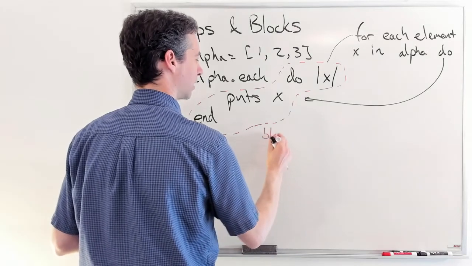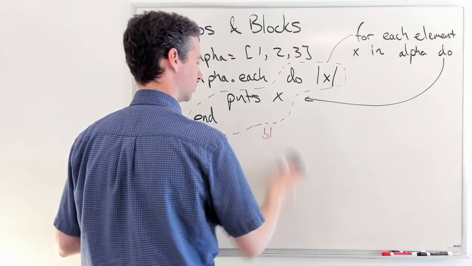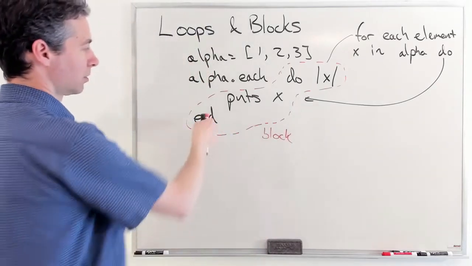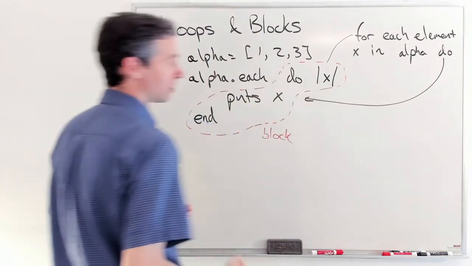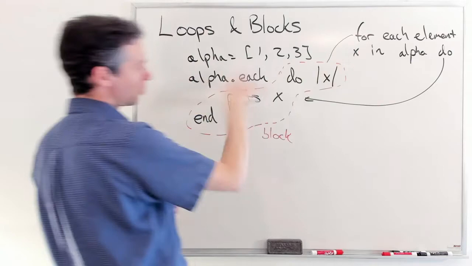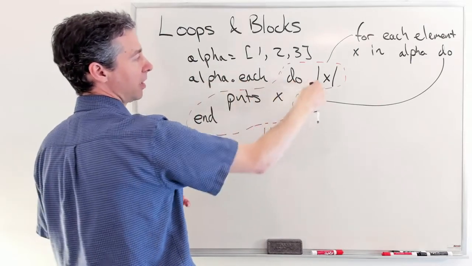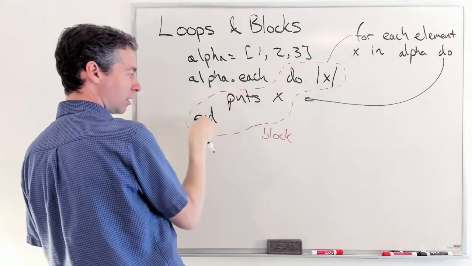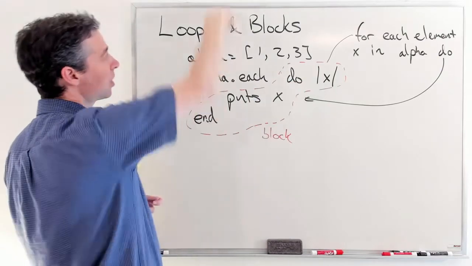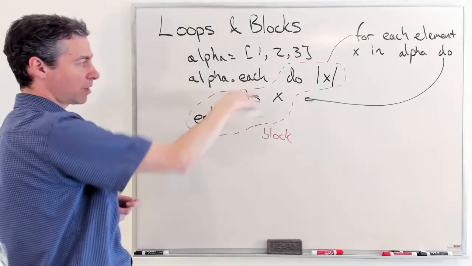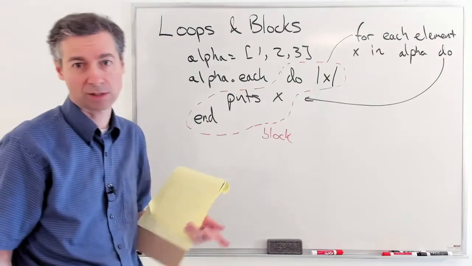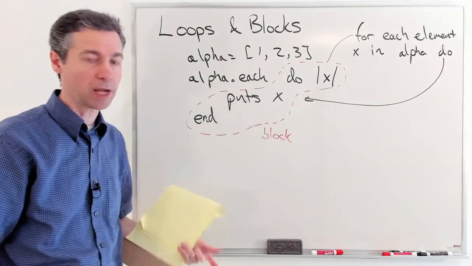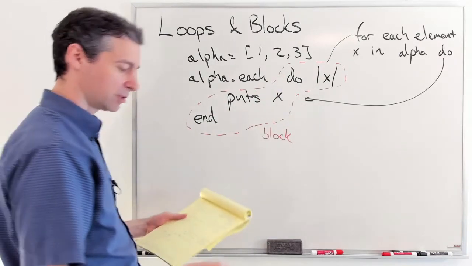This is a block, not a black, a block. A block. Okay, so from the do to the end, that's a block. The way to read this is, for each element in alpha, take the next one, stick it in x, and do what's in between here up until the end. And you can have variables from within the program access them inside of here as you would expect. It behaves like you would expect, and this is really syntactically nice. It looks a little mysterious, but it's nice.